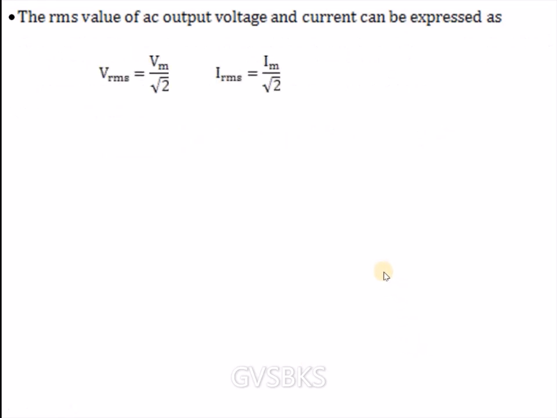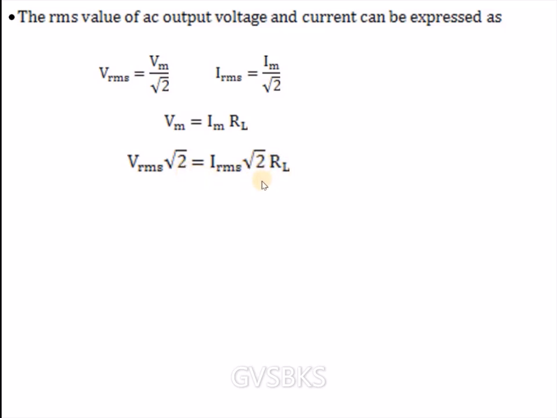So AC power is always represented in the form of RMS values. The RMS value of a voltage can be given as the maximum value divided by root 2. The RMS value of the current is Im by root 2. And Vm can be written as Im into RL. From the above equation, Vm can be written as Vrms into root 2 and Im can be written as Irms into root 2. Therefore, Vm is replaced as Vrms root 2, which is equal to Irms into root 2 RL.